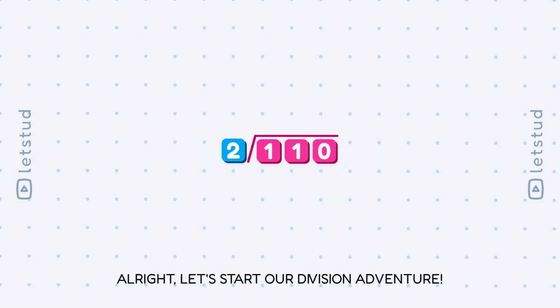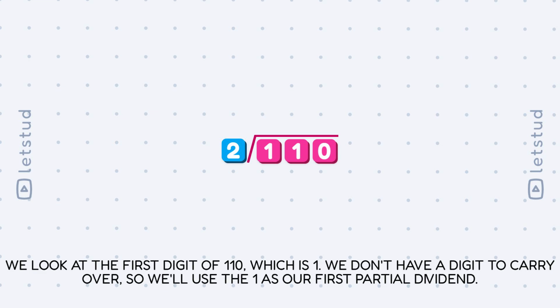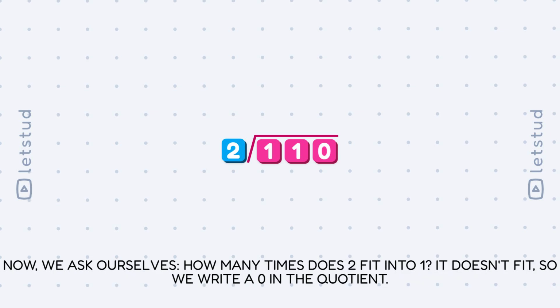Alright, let's start our division adventure. We look at the first digit of 110, which is 1. We don't have a digit to carry over, so we'll use the 1 as our first partial dividend. Now we ask ourselves, how many times does 2 fit into 1? It doesn't fit, so we write a 0 in the quotient.